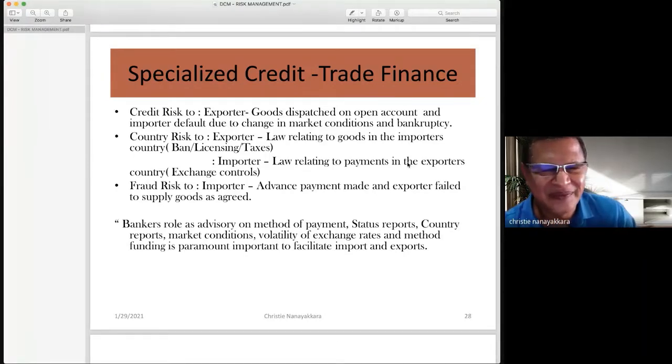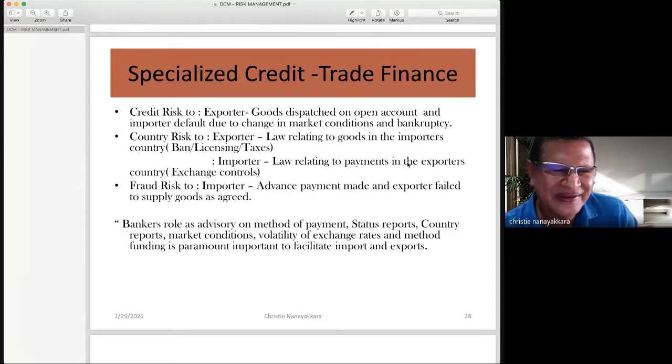certain documents have come on collection, and you need to pay the money in order to collect the documents for you to clear the goods. We call it delivery against payment. We call it DP documents.